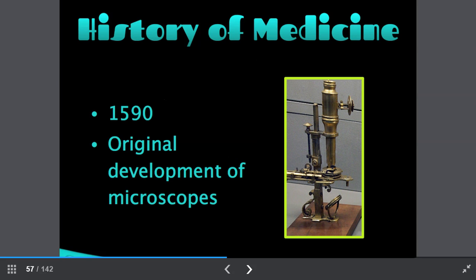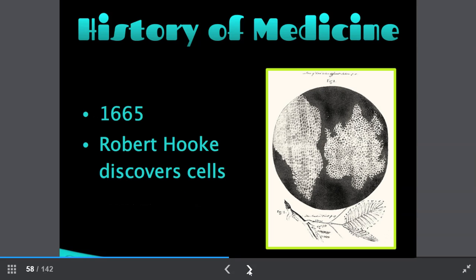In 1590 AD, we have the original development of microscopes. So quite a long time has passed between 300 BC and 1590 AD. But this is when the first microscopes were developed. Moving on to the year 1665, Robert Hooke discovers the existence of cells. You can imagine this is made possible with the invention of the microscope.